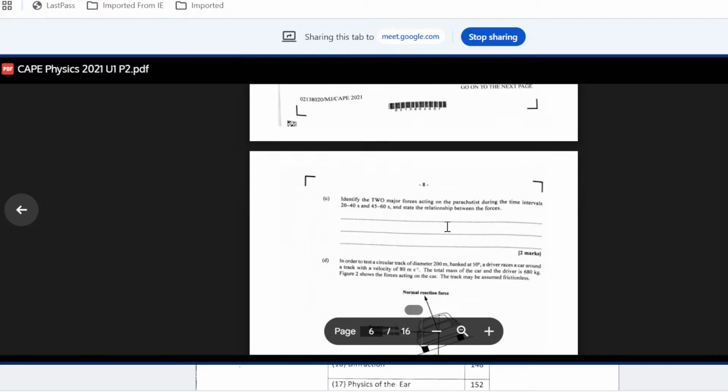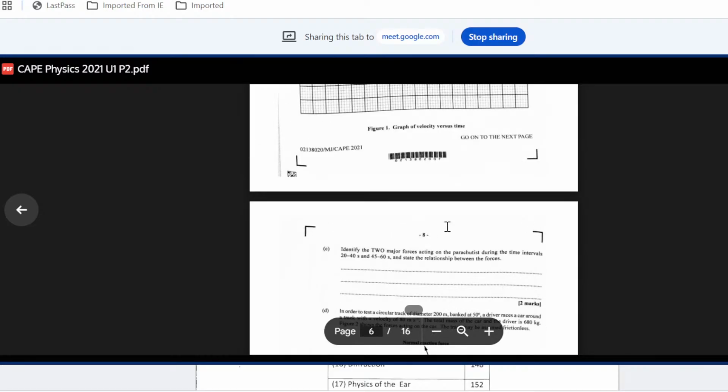Identify the two major forces acting on the parachutist during the time intervals 20 to 40 and 45 to 60. Wouldn't that just be weight and drag? Yeah, yes, it would. So weight and drag forces.